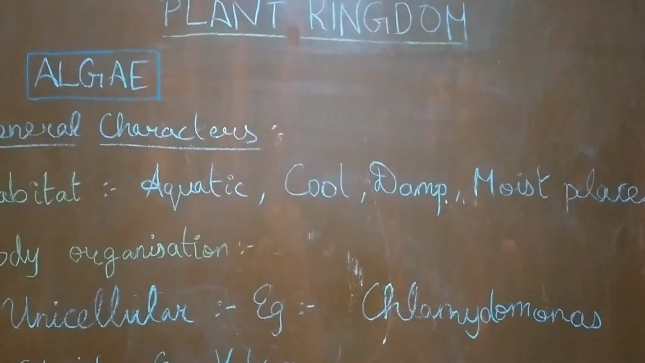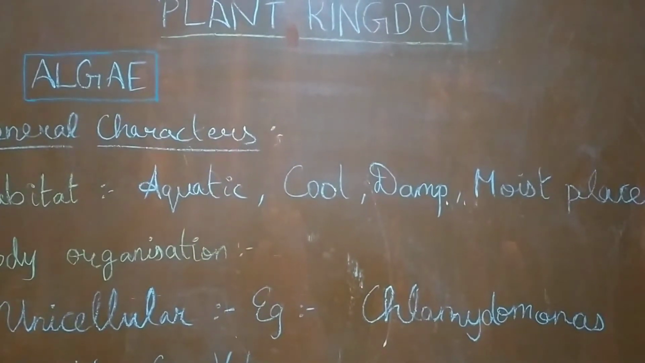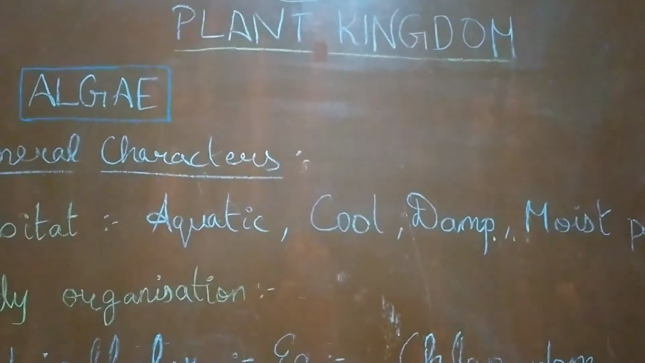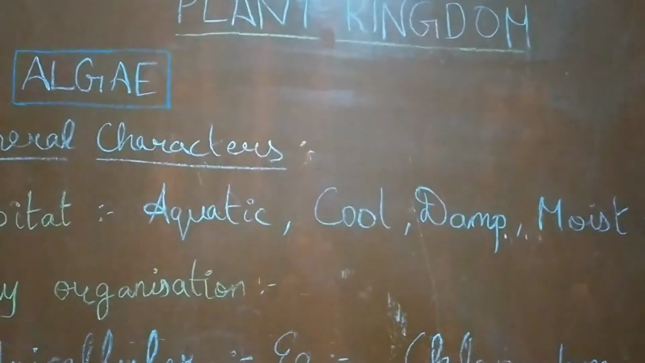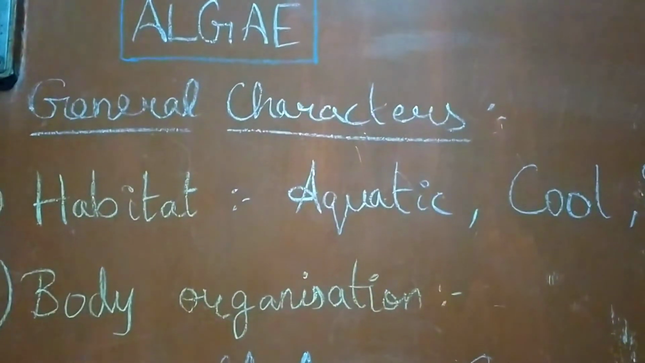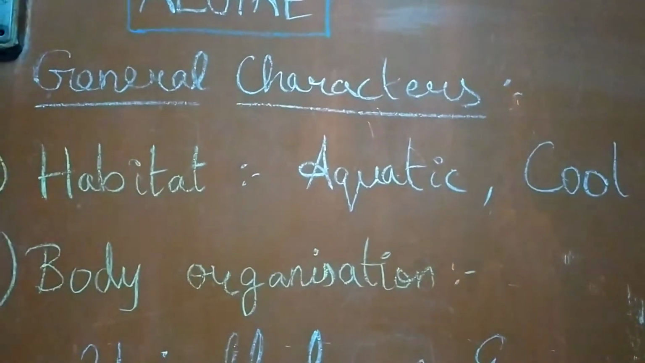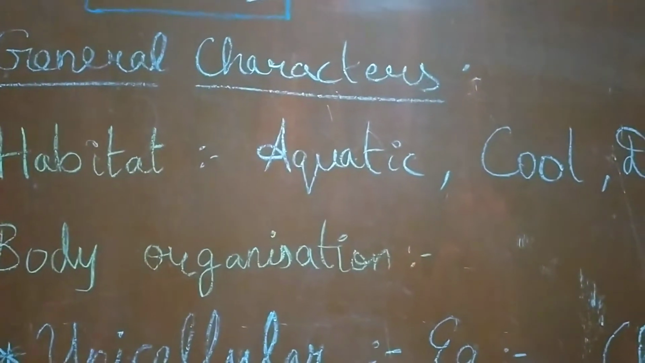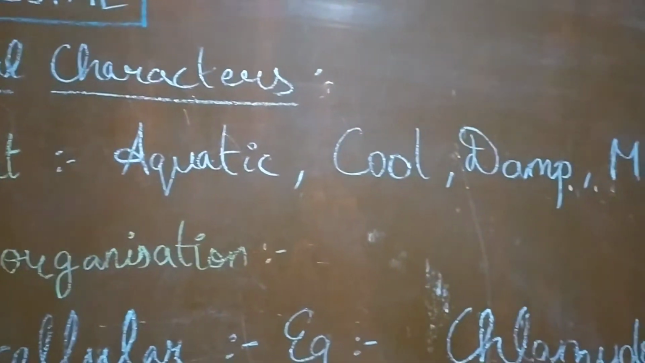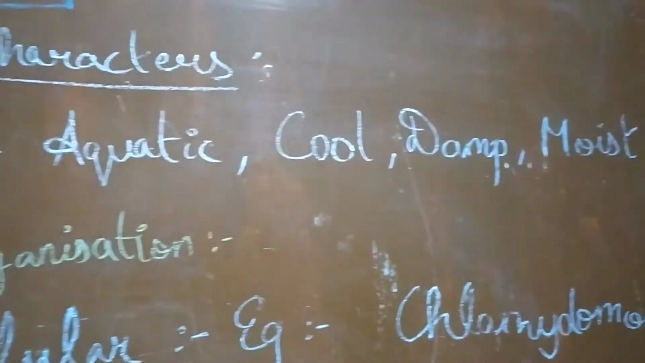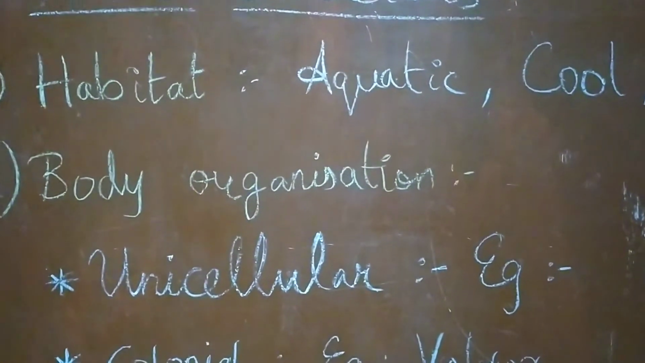Today in the lesson Plant Kingdom we are going to see about algae. Okay, in this video we are going to see the general characters of algae. The first one, let's discuss the habitat. The habitat of algae is aquatic, that is, it may be marine or freshwater, and it lives in cool, damp and moist places. Second one is the body organization.